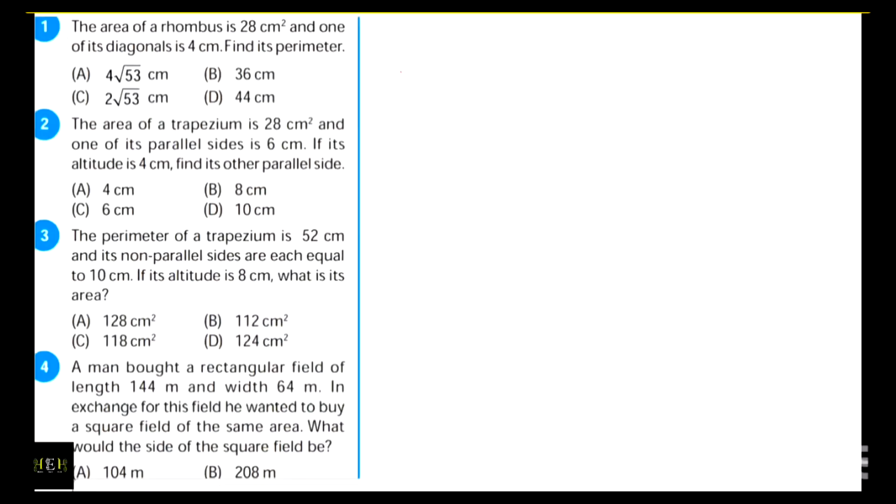Now see question number 2. The area of the trapezium is 28 centimeter square and one of the parallel sides is 6 centimeter. Okay. So if I say that I have a trapezium and one of the parallel sides is 6 centimeter, if its altitude is 4 centimeter, find the other parallel side. Now suppose this is a trapezium ABCD. Non-parallel sides, sorry, one of the parallel sides is 6. If its altitude is 4 centimeter, find the other parallel side.